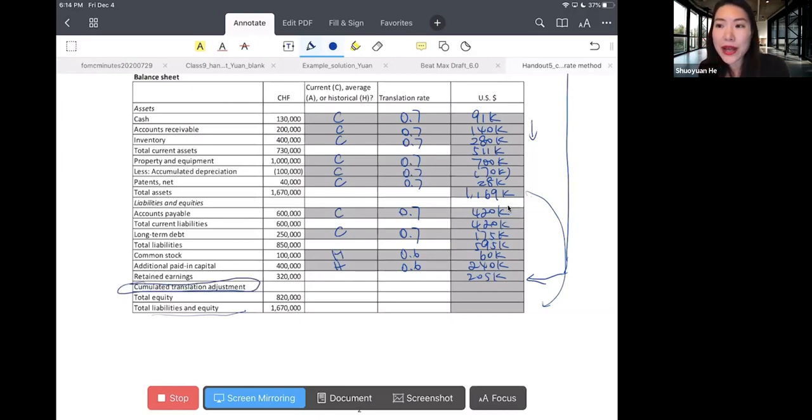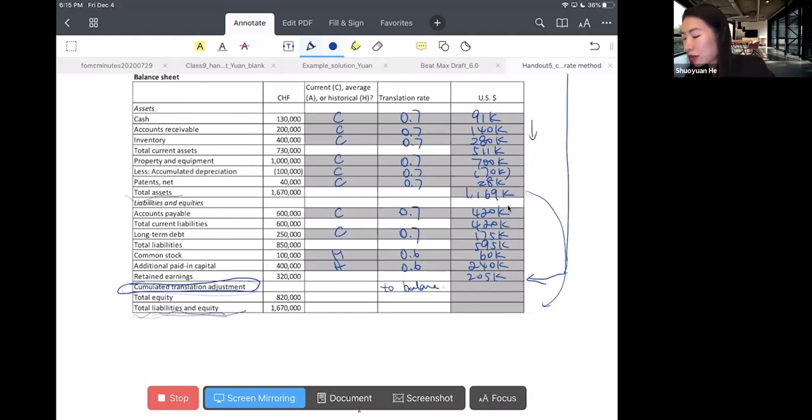And the way we get this number, it's not calculated. Well, it is kind of calculated, but we don't use something to multiply something. This is viewed as something to balance this balance sheet. So whatever amount we put in here in order to balance this balance sheet, we will put it here in order for it to balance. Your total asset should be equal to your total liability and equity.